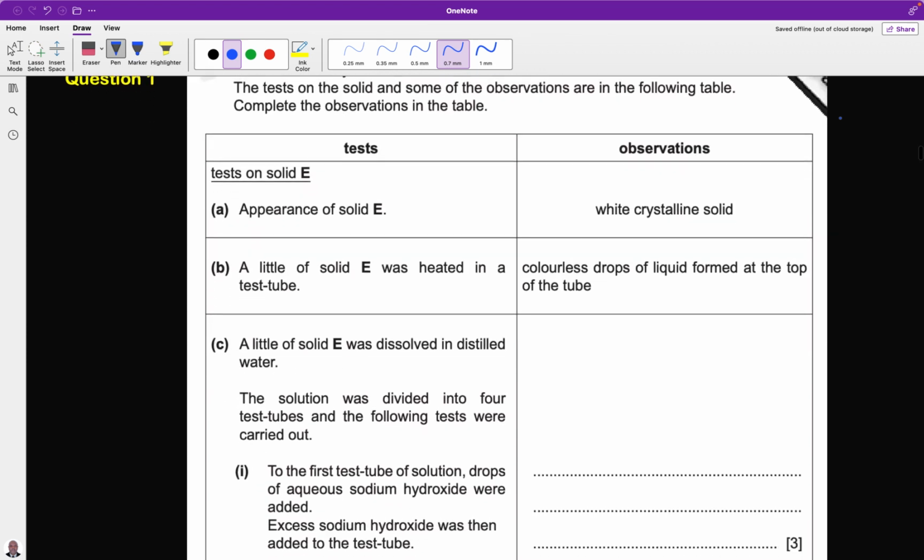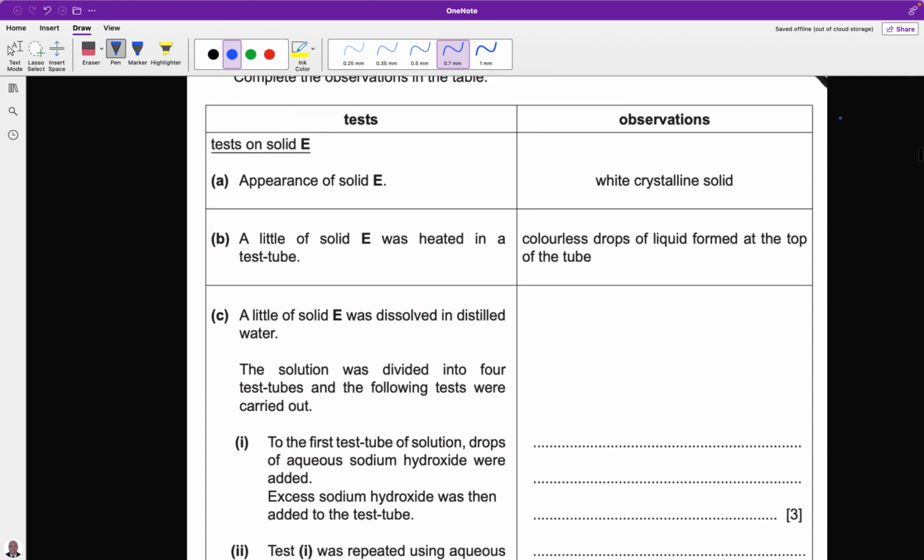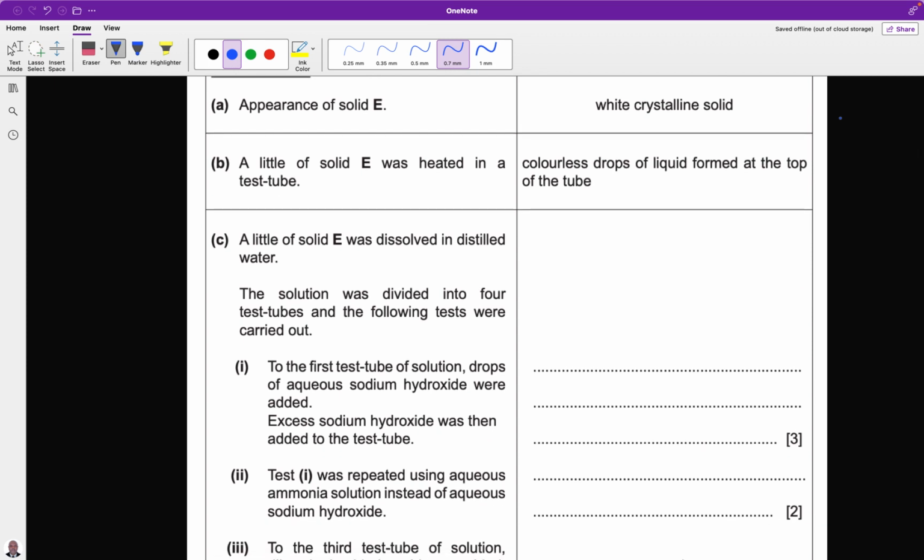C. A little of solid E was dissolved in distilled water. The solution was divided into 4 test tubes, and the following tests were carried out. Test 1. To the first test tube of solution, drops of aqueous sodium hydroxide were added. Excess sodium hydroxide was then added to the test tube. The observation there would definitely be a white precipitate formed.